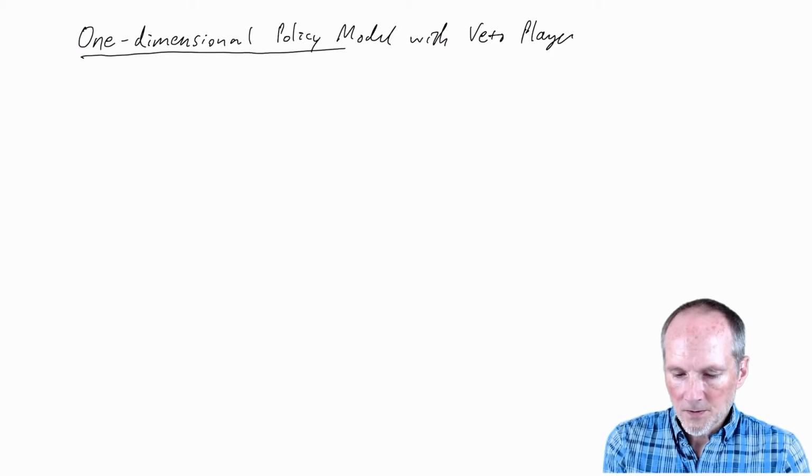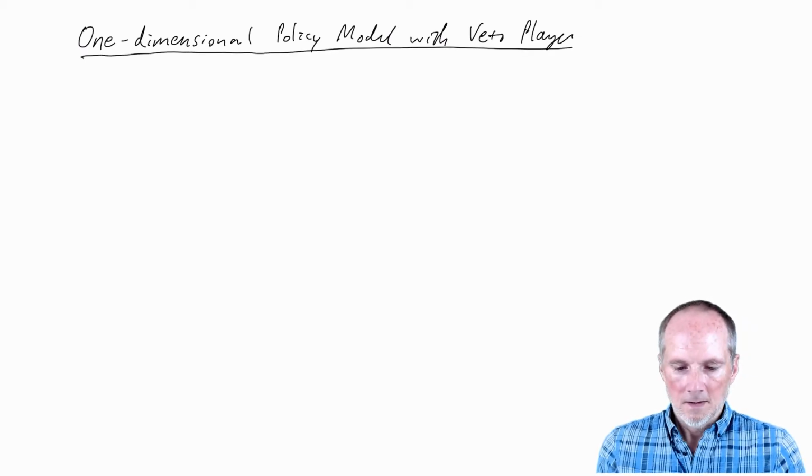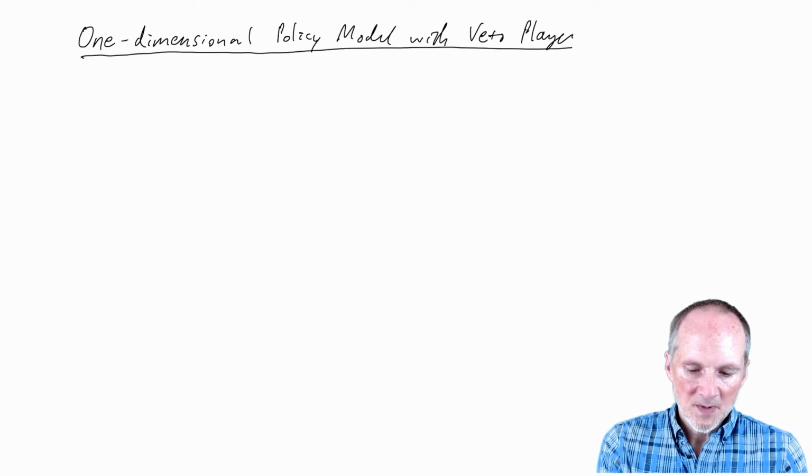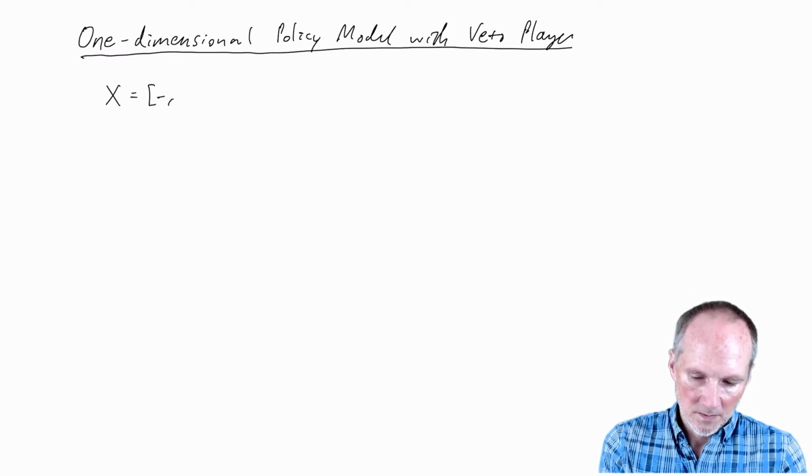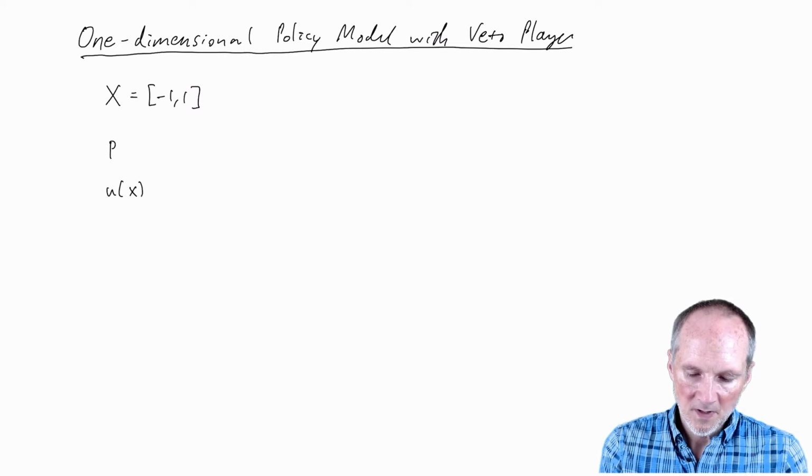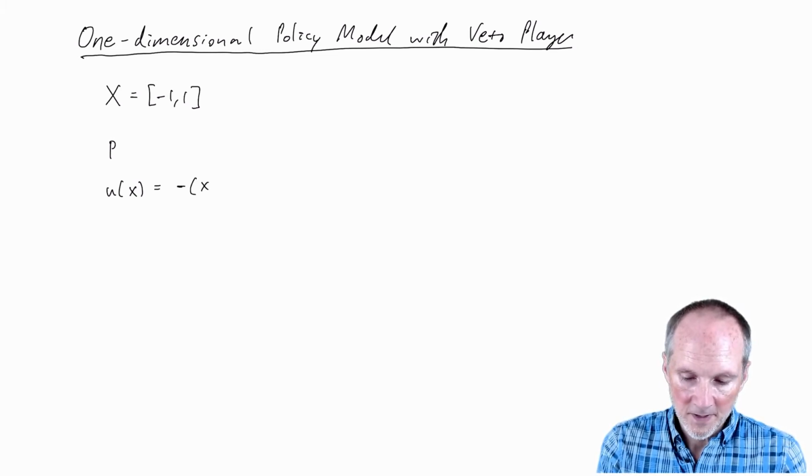All right, so the setup is the same initially. Here we have a policy space. We have an ideal point, and then we have a utility function for this politician. Again, there are different specific functional forms we could use, but we can just write down the quadratic one.